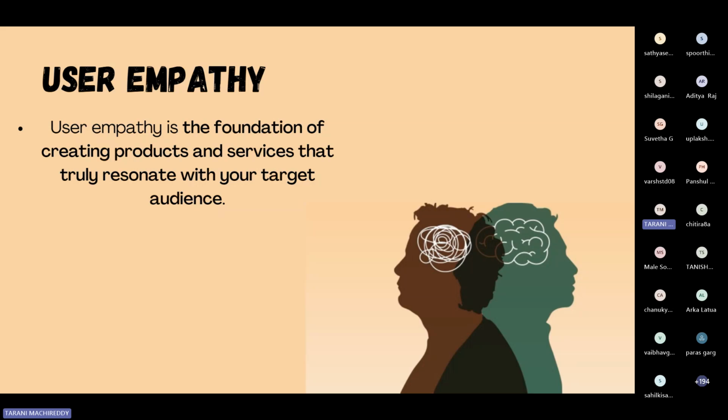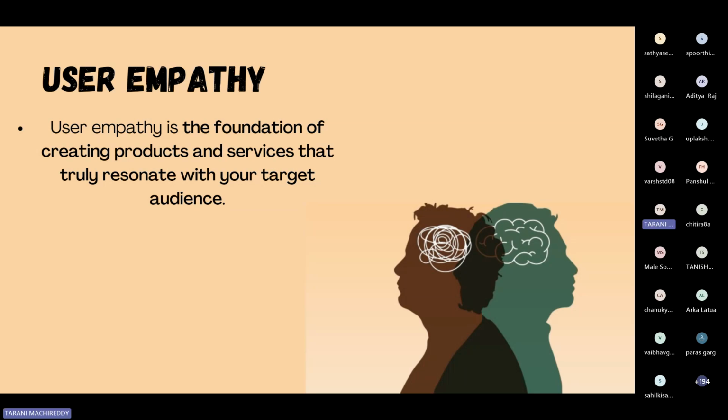Someone asked what exactly pain points are. Does that refer to problems and issues faced by users? Yes, pain points are exactly the points at which the user is facing an issue or problem with that product or app.